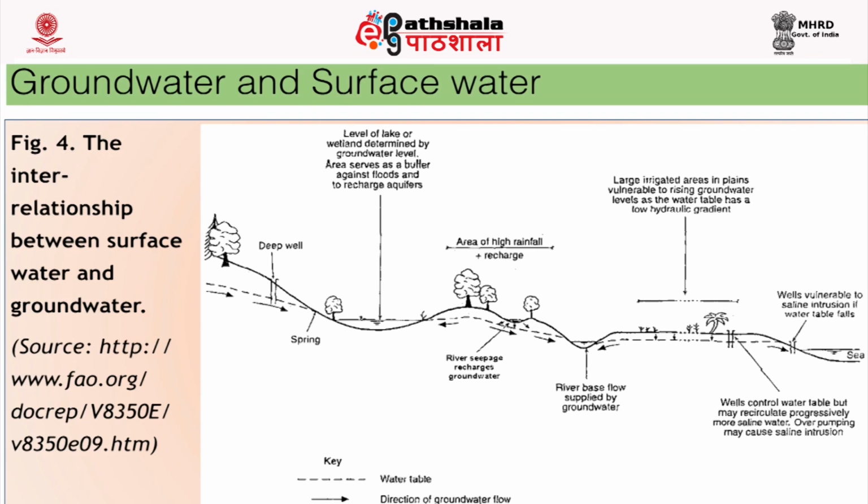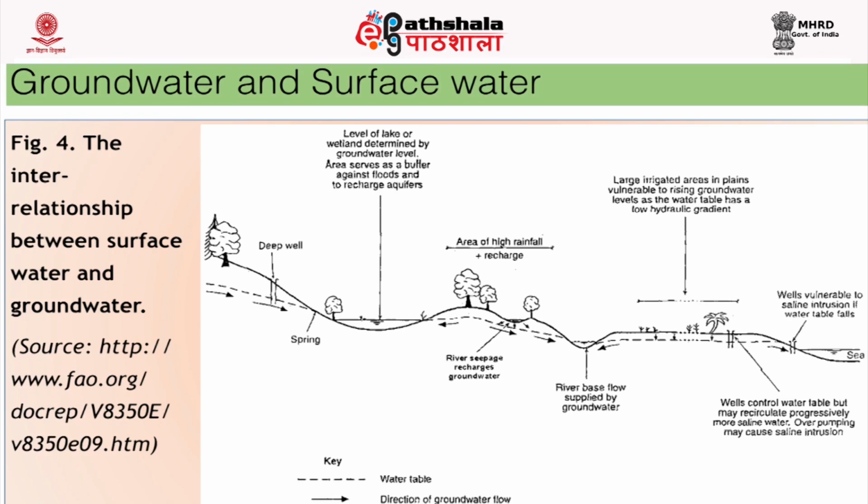For example, on the left side of the picture, we can see the level of a lake or wetland, which is mainly controlled by the position of the water table. Similarly, in the middle of the picture, we can see the small river base flow that is mainly supplied by the groundwater. This water table in the different regions will fluctuate seasonally.